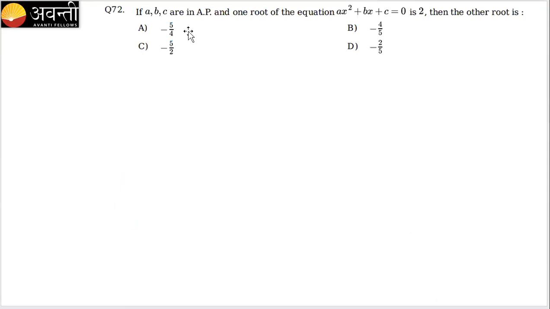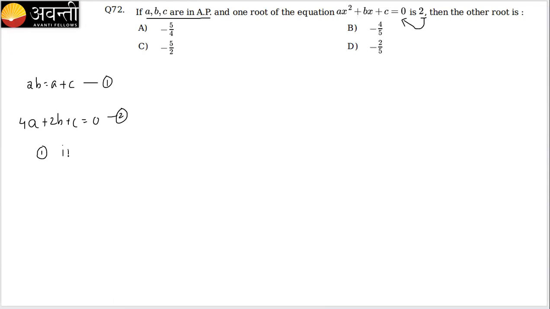This one. If A, B, C are in AP, this is a quadratic equation question, and one of the roots is 2, then the other root is. Okay, if A, B, C are in AP, I can write 2B equals A plus C. Let this be equation 1. And one of the roots is 2, so I can satisfy it. If I put 2, I'll get 4A plus 2B plus C equals 0. This is equation number 2.